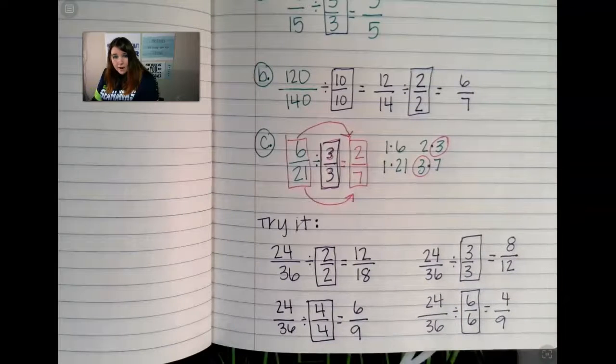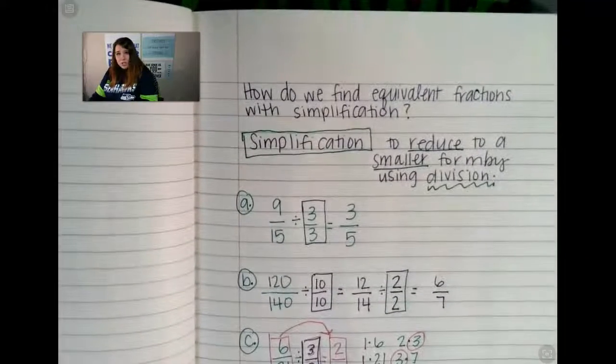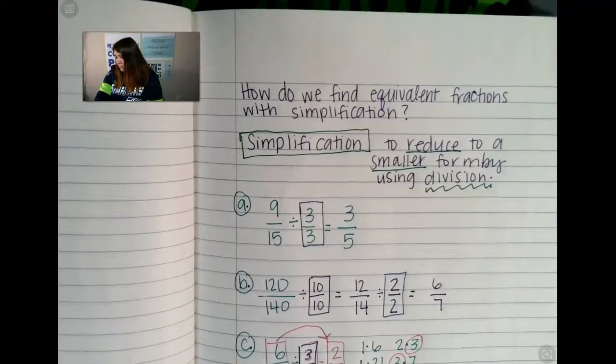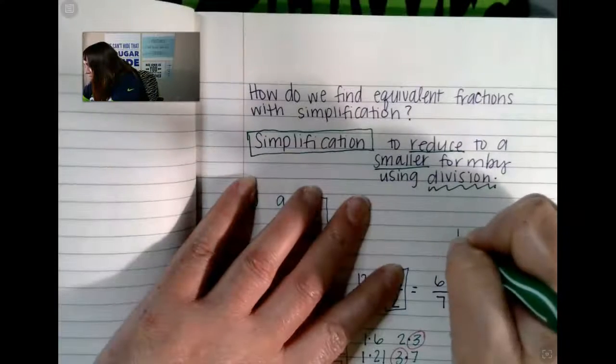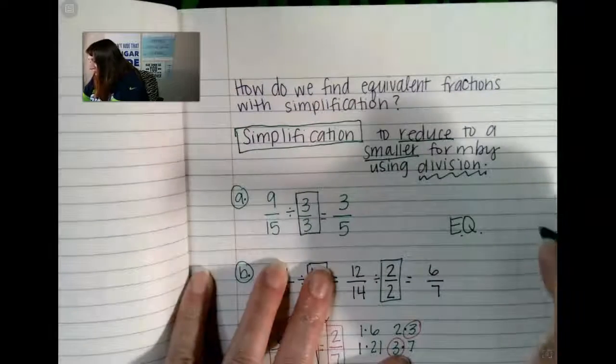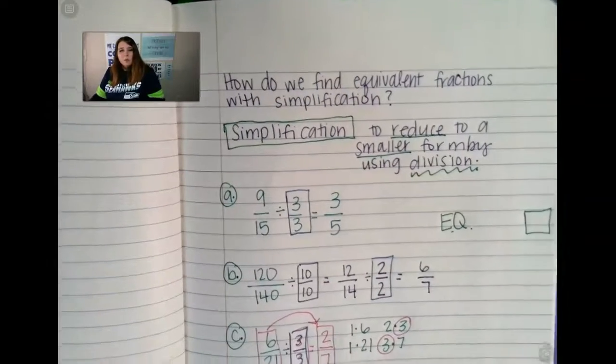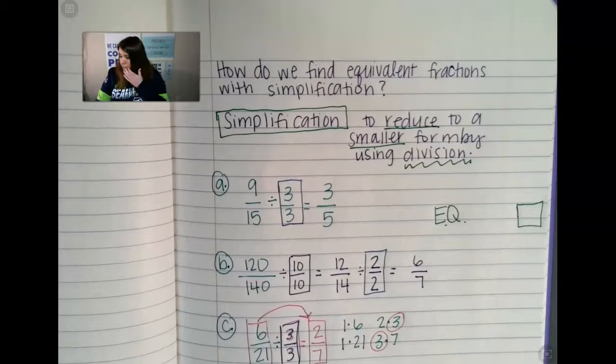All right, now I would like for you to please answer your essential question. How do we find equivalent fractions? So answer your essential question somewhere on your paper. And then I want you to tell me, out of 3, where are you at with your understanding?